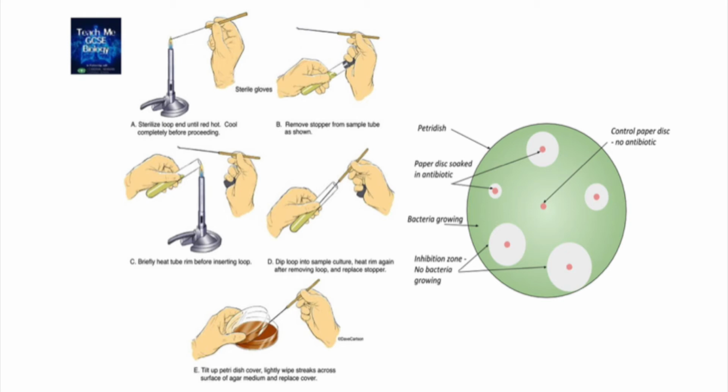And you can then carry out some calculations. You can measure the diameter of the zone, work out the area and do some calculations in terms of that. So a little bit of maths to calculate the area of a circle. It's really quite good, isn't it? It's an interesting practical. It's one that I like to do.